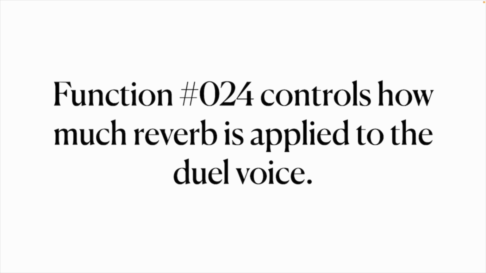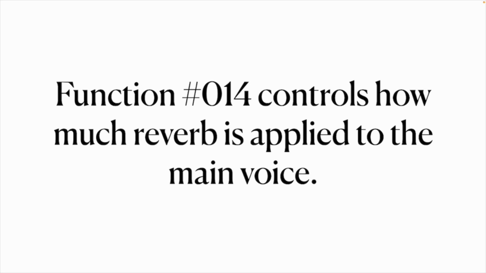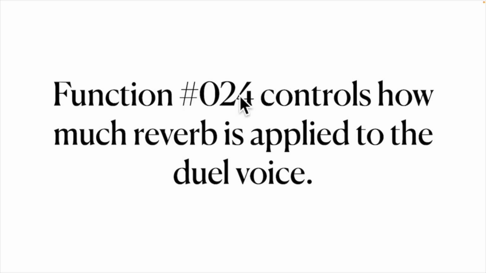Or you can go to function number 24, and this allows you to control how much reverb is applied to the dual voice. So using live controls, you're controlling both the main and the dual voices equally. Whatever you do is applied to both of them. But what I'm telling you is, I'll back up. Function 14 lets me control the reverb going into the main voice all by itself. And function 24 lets me control how much reverb is going into the dual voice all by itself, separate from the main voice.